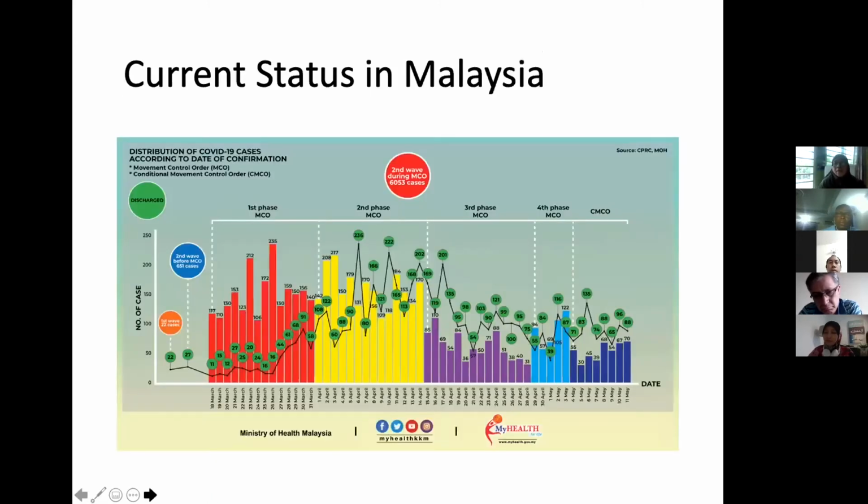So this is the current status in Malaysia as of the reported 11 May. I didn't put in the 12th of May yesterday. We're not really in the safe zone yet. Yesterday was the lowest, 16 new cases. But even though it is low, the sporadic cases are still scary.